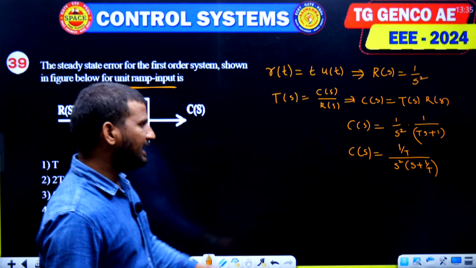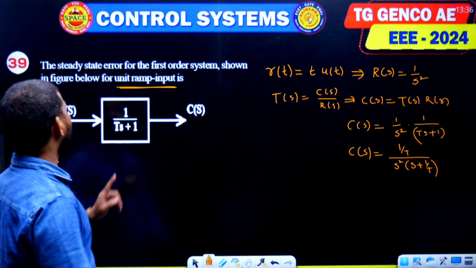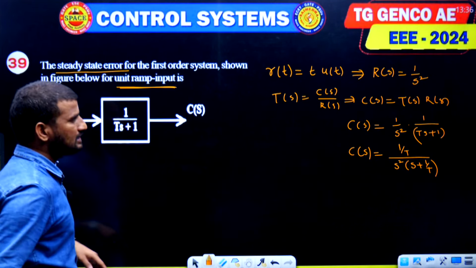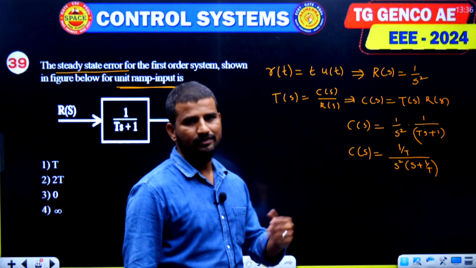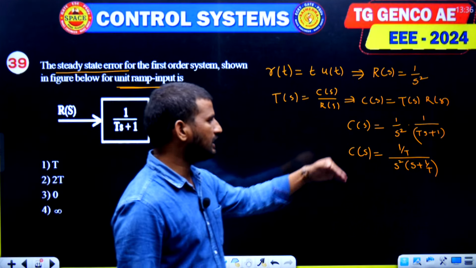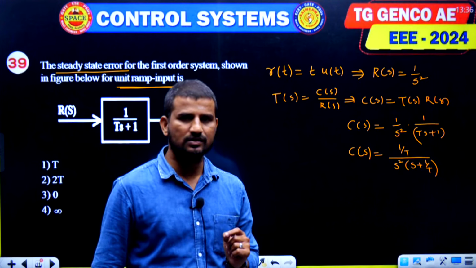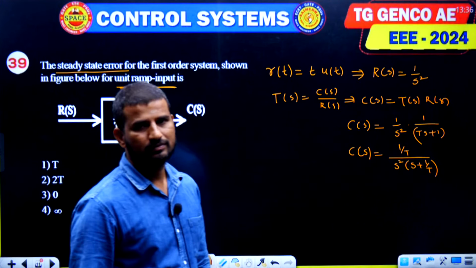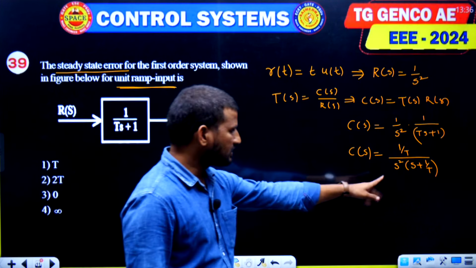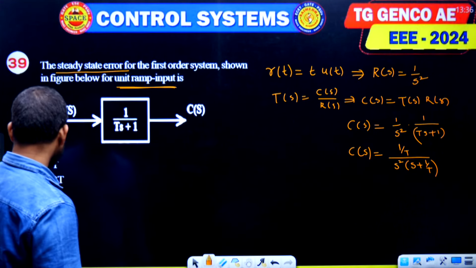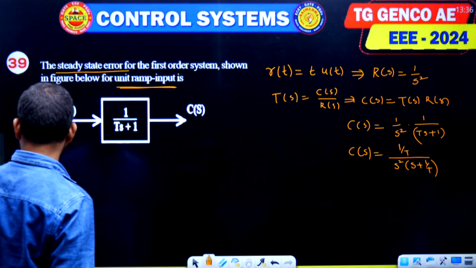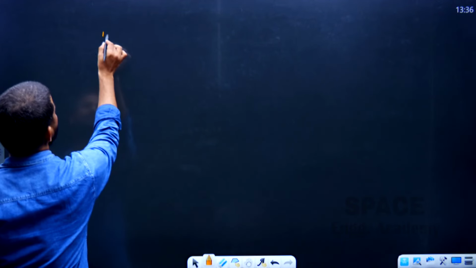So firstly, to get the value of steady state error, we need to get C of T. For that, we need to find out the partial fractions for this expression. Let us calculate the partial fractions then. Let me do that separately.